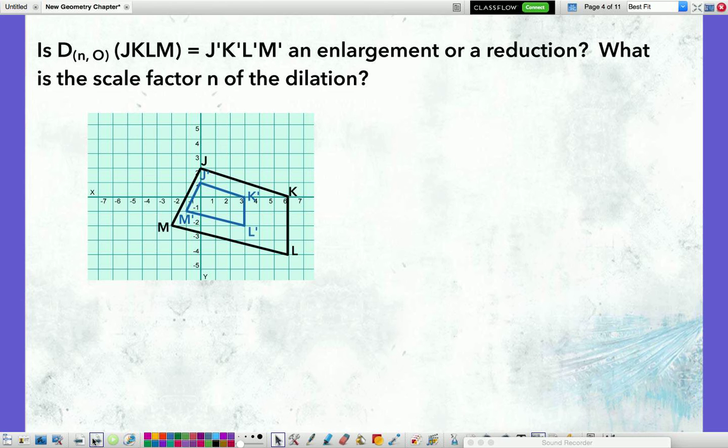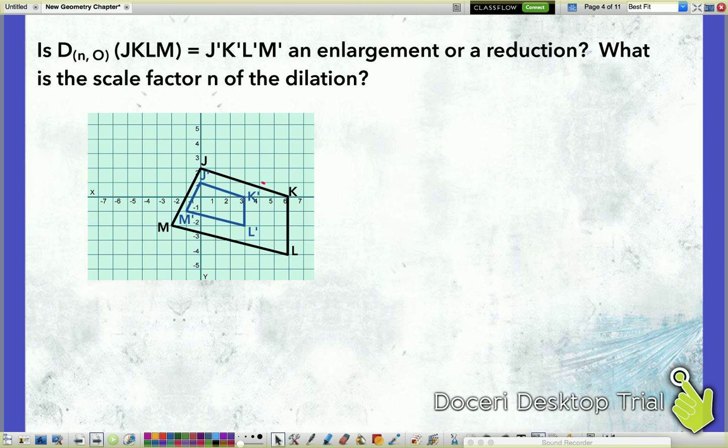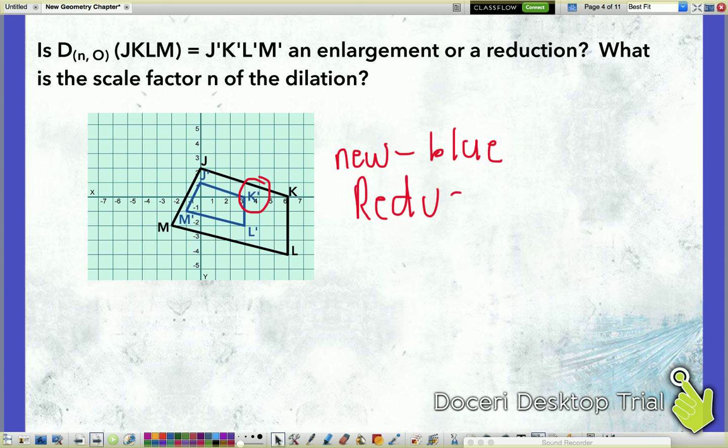Now, our prime is inside. So the new is the blue. Is that an enlargement or a reduction of the black figure? It's a reduction. What's the scale factor?